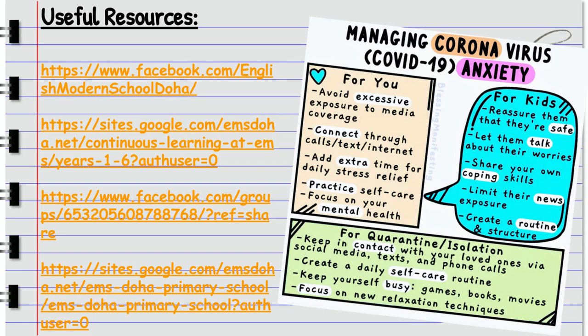For quarantine and isolation, keep in contact with all your loved ones. So use your screen for good things. Set up Meet calls. You know how to do it. Get in touch with all those family people across the seas. Create a daily self-care routine. Maybe do something for yourself, some exercise, or make something healthy. Keep yourself busy with games and books, and find movies that are positive. And of course, focus on new relaxation techniques. There are some wonderful sites out there for breathing, yoga, and meditation that can really help you.